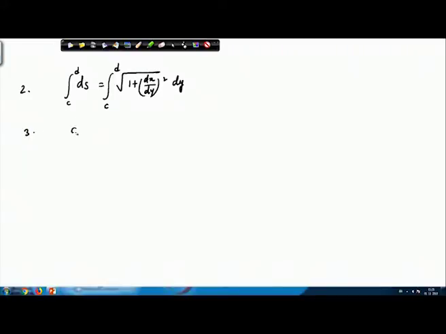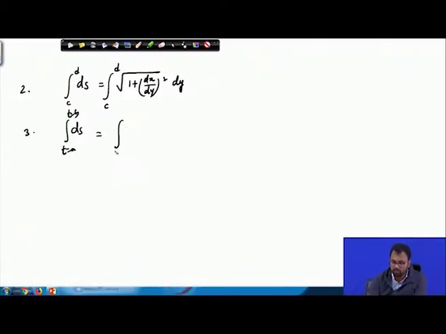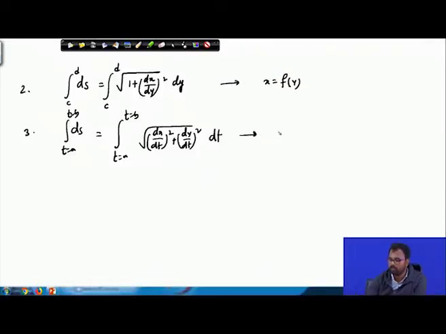We can also have it in terms of dt. So this will be the integral from t equals a to t equals b. We have to determine what the limits are. In case the given curve is in parametric form, the formula will be the integral of the square root of dx by dt whole square plus dy by dt whole square times dt. So the first formula is for the y equals f(x) form, and this one is for the parametric, Cartesian form.